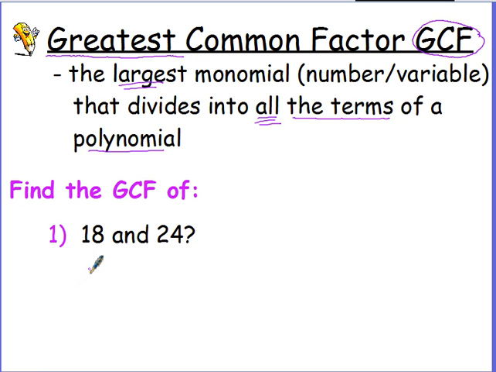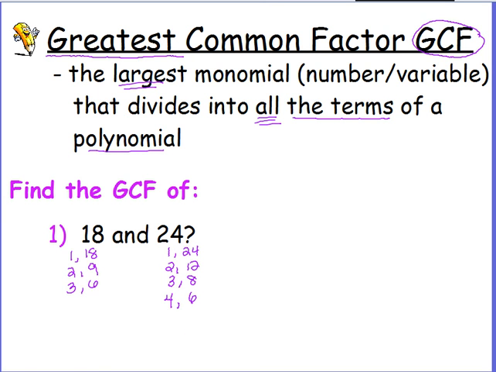If I wanted the GCF of 18 and 24, I should list out my factors of each number. So the factors of 18 are 1 and 18, 2 and 9, 3 and 6, 4 is not a factor, 5 is not, but I already have 6 listed, so this is a complete list. Let's list the factors of 24 again. I have 1 and 24, 2 and 12, 3 and 8, 4 times 6, that's our complete list.